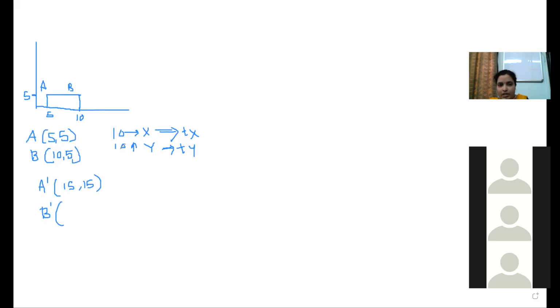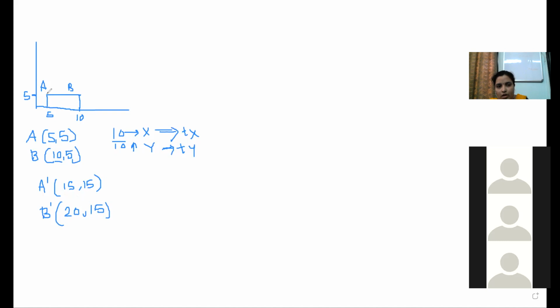So 10 + 10, this 10 plus tx distance. 10 + 10 is 20. And 5 + 10 along y-axis. So 5 + 10, I am going to get the value as 15. Okay. So let us plot the resultant line. 15, 15.